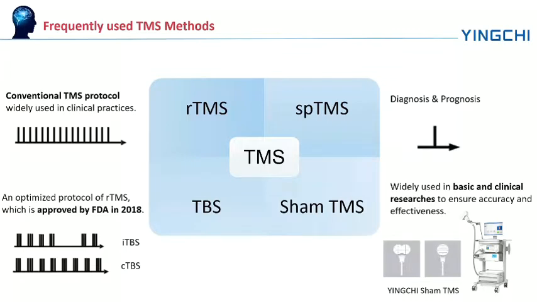TMS has many frequently used methods. For diagnosis and prognosis, we use single pulse TMS to test the motor threshold and the central motor conduction time, and we use single pulse TMS to evoke the MEP. In clinical practice, we use rTMS and TBS. rTMS is the conventional TMS protocol and is widely used in clinical practice. TBS is an optimized protocol of rTMS, approved by the FDA in 2018. We also use sham TMS in basic and clinical research to ensure the accuracy and effectiveness of the research. And this is the YINGCHI sham TMS.